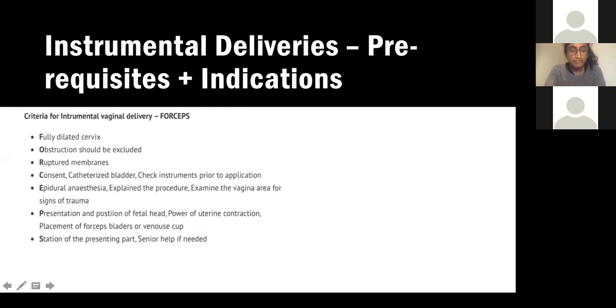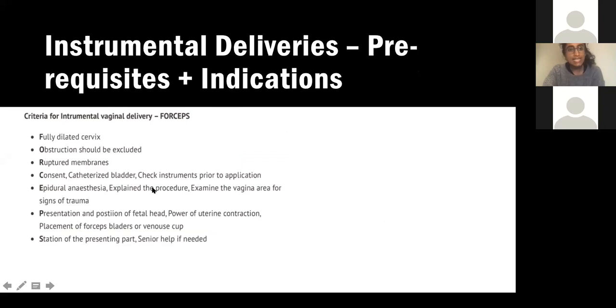The way to remember is there's a mnemonic called FORCEPS. You need to have a fully dilated cervix, and obstruction needs to be excluded. That's when they look for things like caput and molding, looking at the suture lines in the baby's head to see if there's any sign of obstruction. And then you need to have ruptured membranes before you can have a forceps delivery.